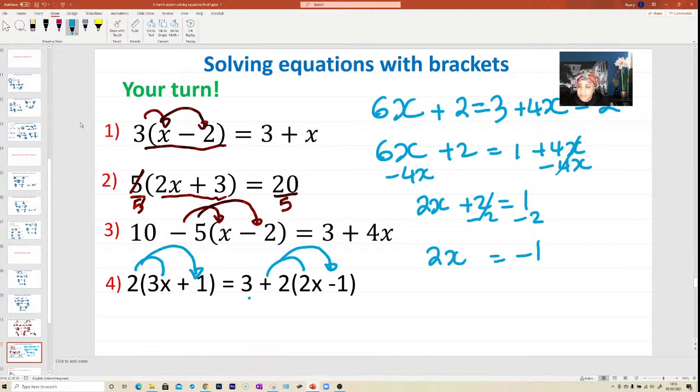And now we're going to divide both sides by 2. So divide by 2, divide by 2. 2 divided by 2 is 1. So x is equal to negative half, guys.